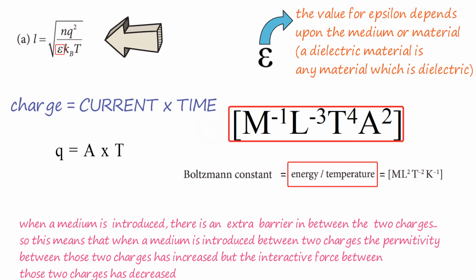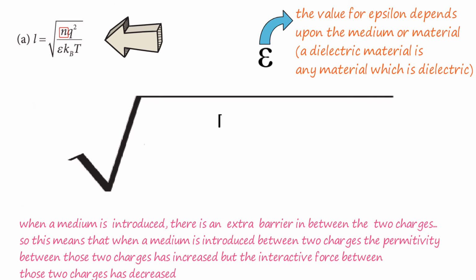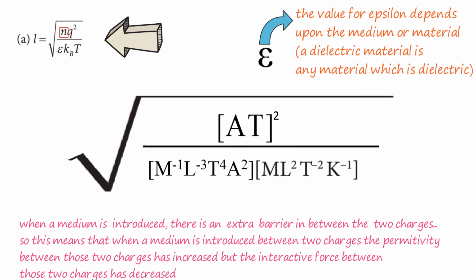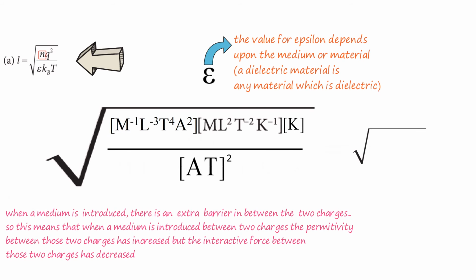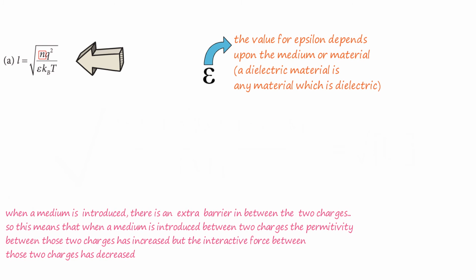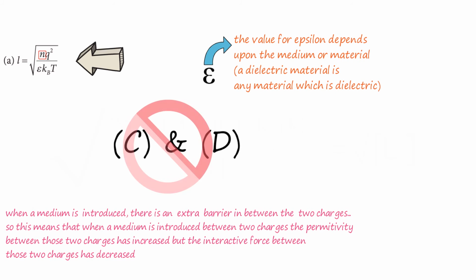The dimensional formula for the charged particles is A times T, and the dimensional formula for temperature is K. Well, n is just a constant, and so it can be neglected. Now, just by replacing every quantity with their dimensional formula, we can finally start solving the question. Here, when we solve A, we get the root of L, which is not the answer we are looking for. For B, we get the root of inverse of L. Still not correct. Wait, what? C and D are also incorrect? But how? How could every answer be wrong?